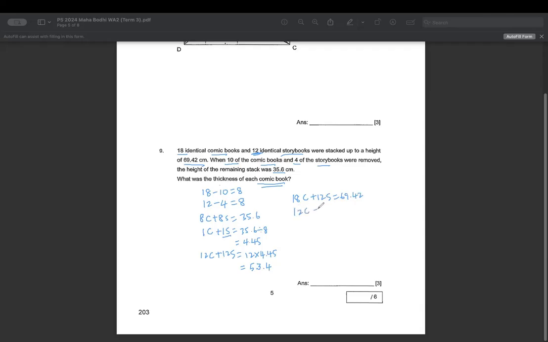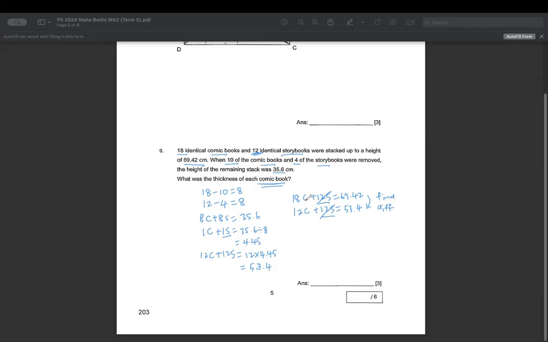12 comic books plus 12 storybooks will be 53.4 cm. Okay, so see, I've made the storybooks the same, right? So if I actually find the difference between these two, the storybooks and storybooks will cancel out. No more storybooks. Whichever is left, when you minus, will just be comic books, which is exactly what I want.